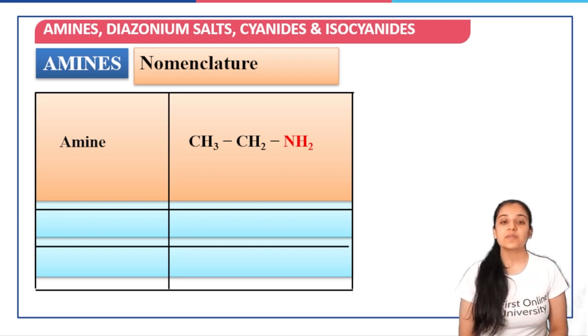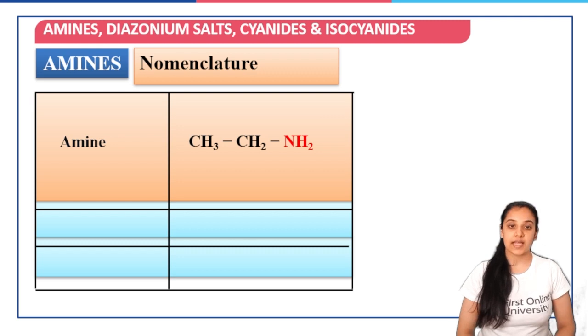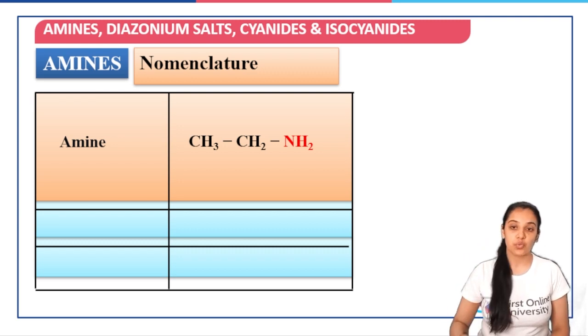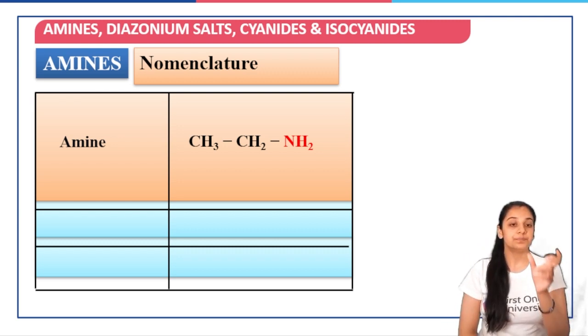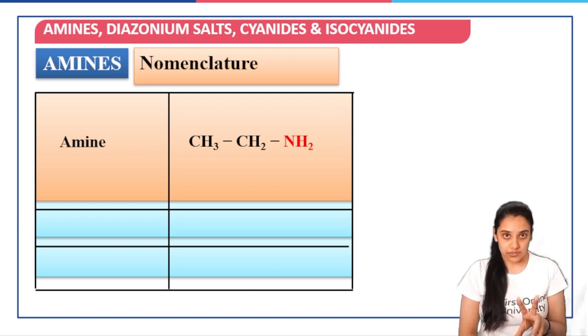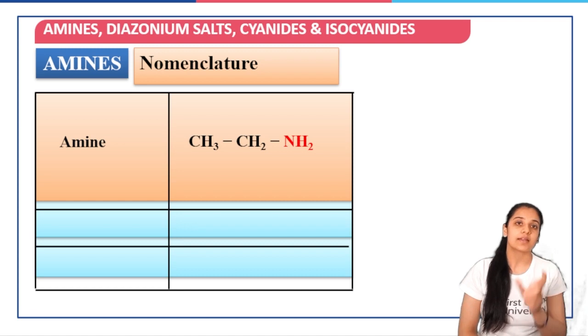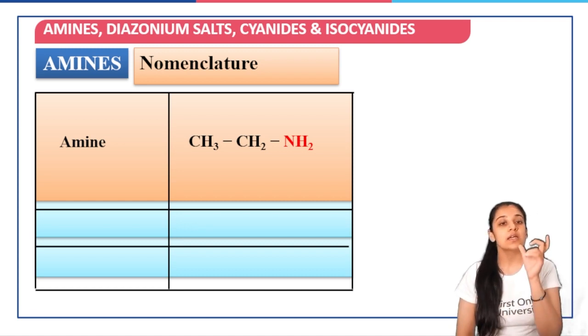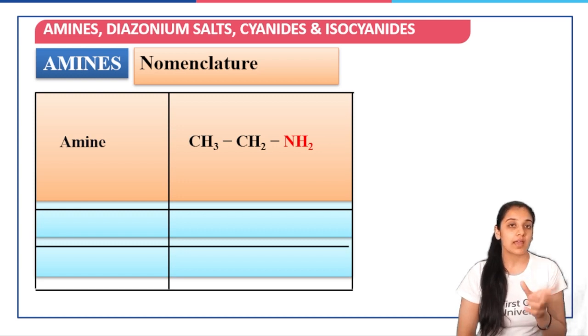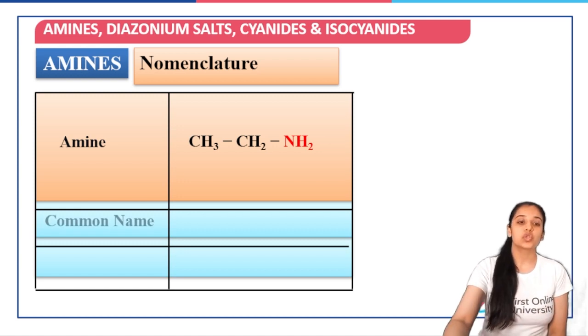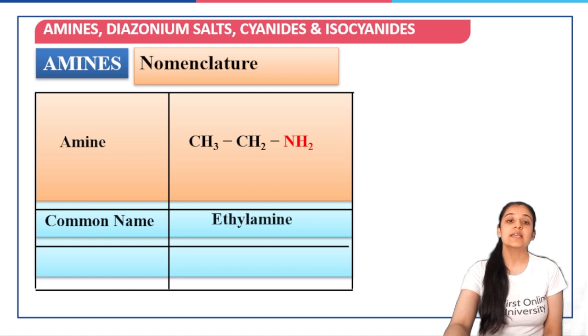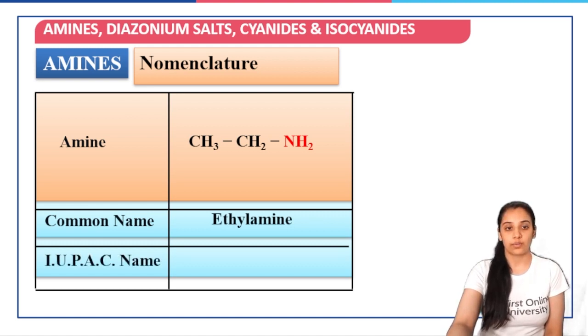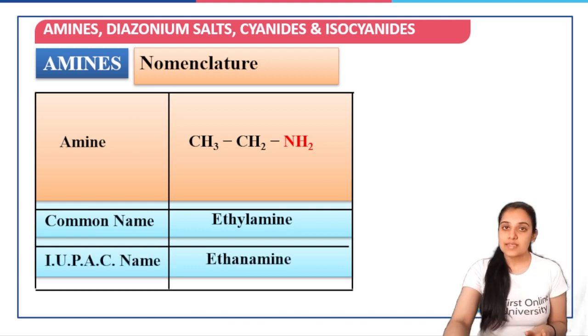Now, if we have this particular compound, CH3CH2NH2, what we see here is that there are two carbon atoms. So obviously it is going to take its root name from the alkane, that is ethane. And since E is going to be replaced by amine, the IUPAC name will be ethanamine. We will also discuss the common name, which is ethylamine. I hope this is clear.